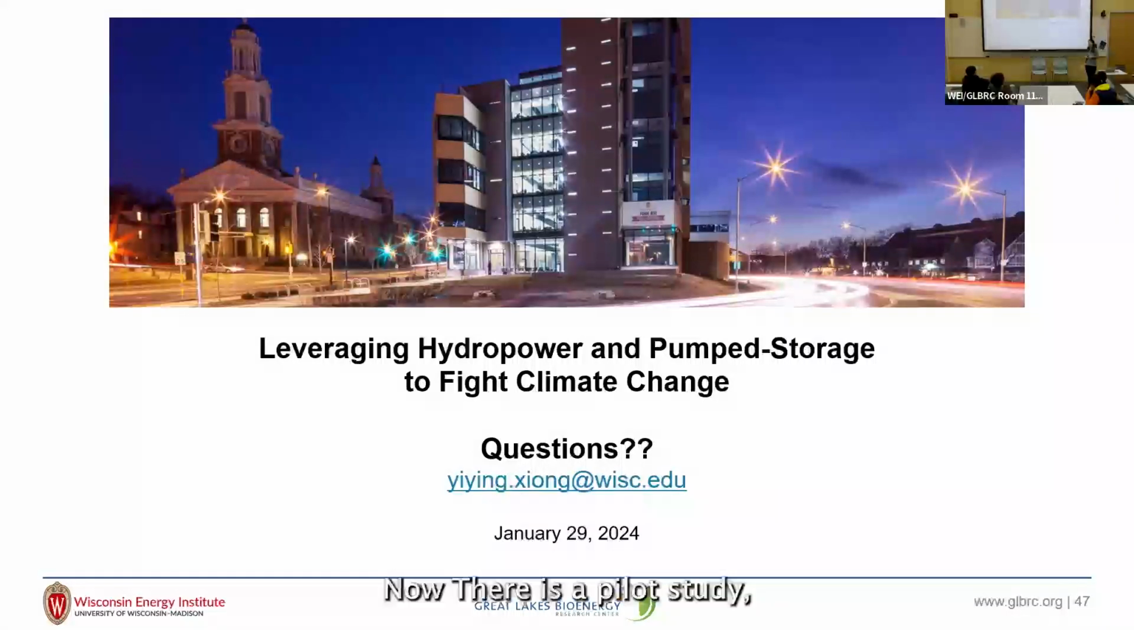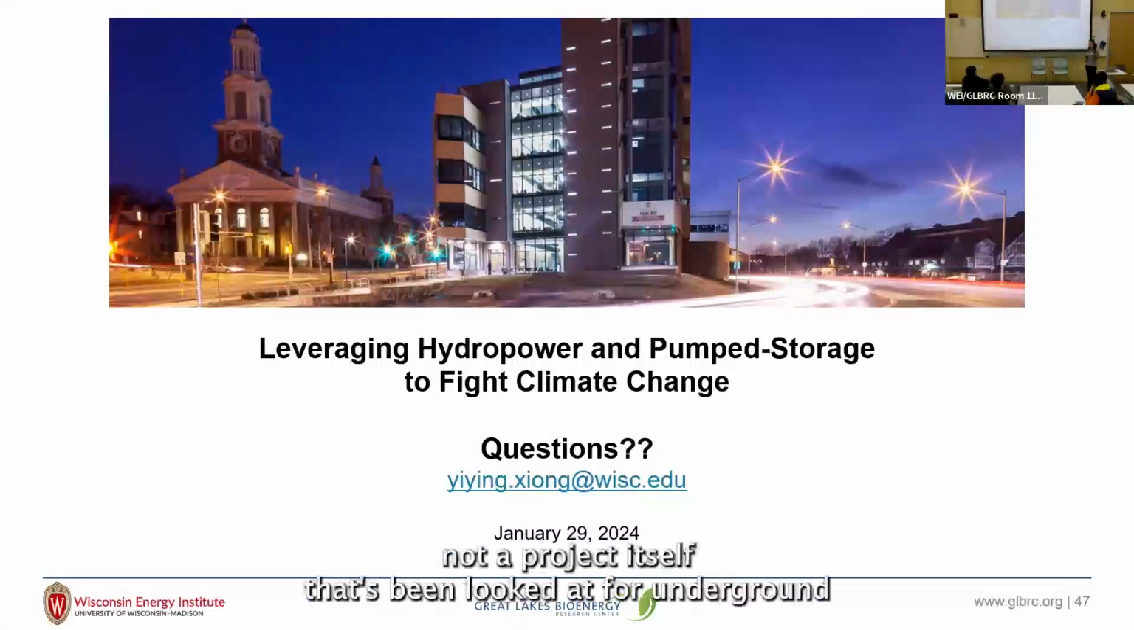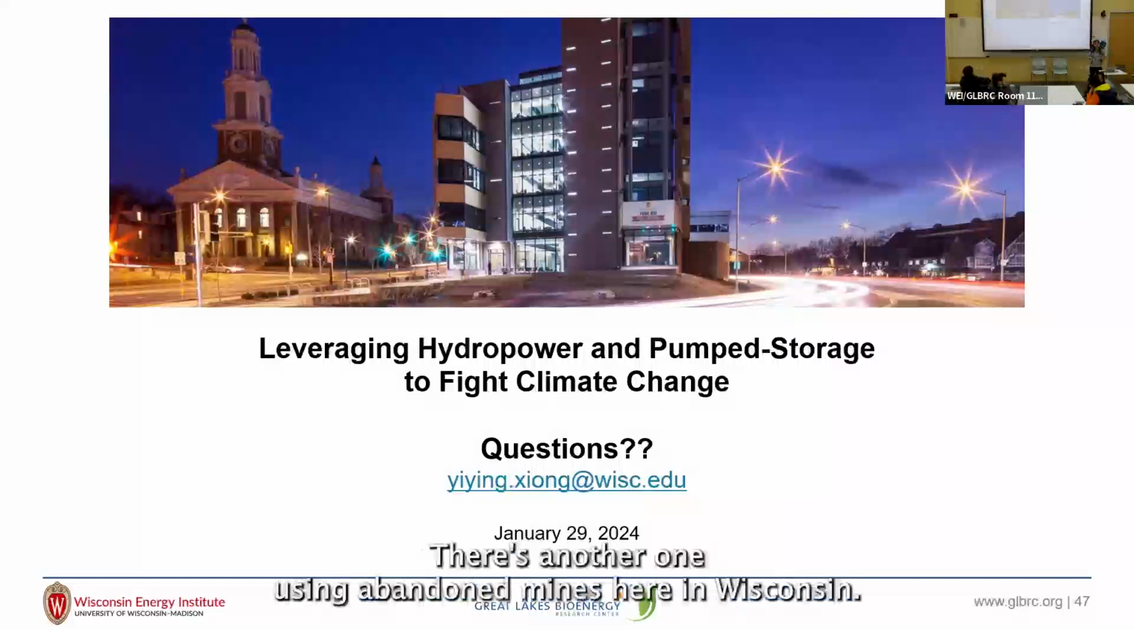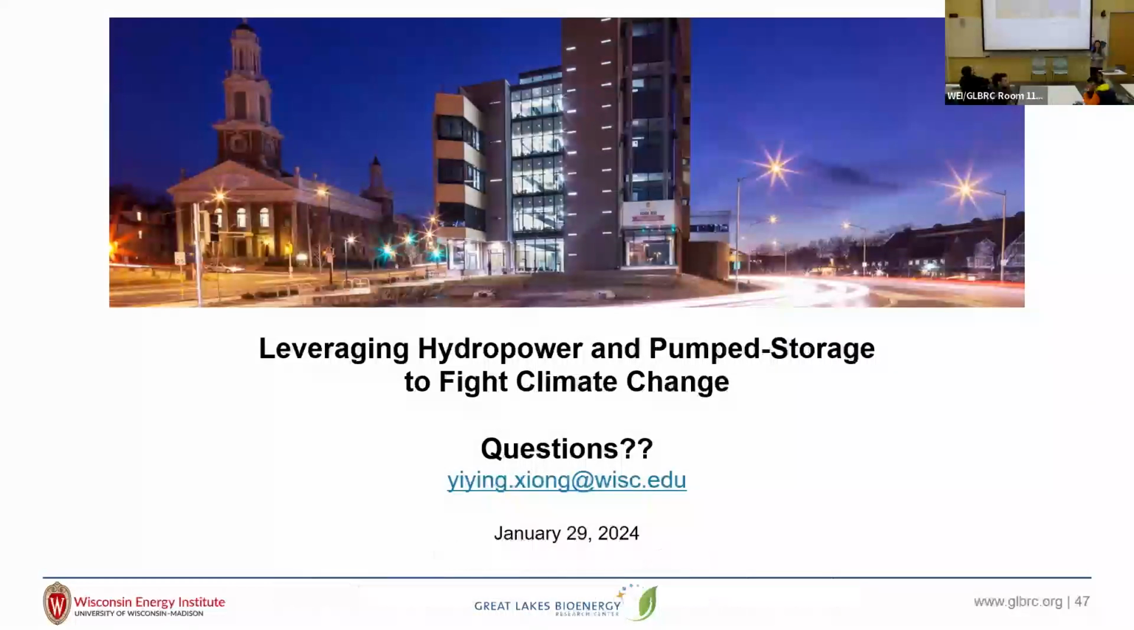Now there is a pilot study, not a project itself, that's been looked at for underground pump storage in Minnesota. That's a kind of fast track project. There's another one using abandoned mines here in Wisconsin. It's just a study. Most of them are very early phase. They haven't even been permitted, so it's just a concept.